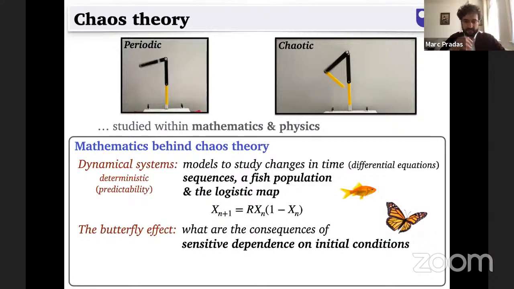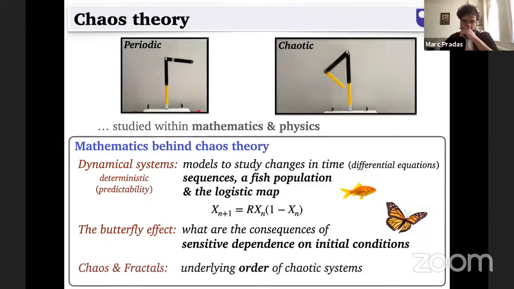And at the end, if there is some time, we will also explore the connection between chaos and these beautiful objects known as fractals. So the aim of the session is to show you the connection between a fish population, a butterfly, and these objects known as fractals, and how all of these are related to this very simple mathematical equation known as the logistic map.